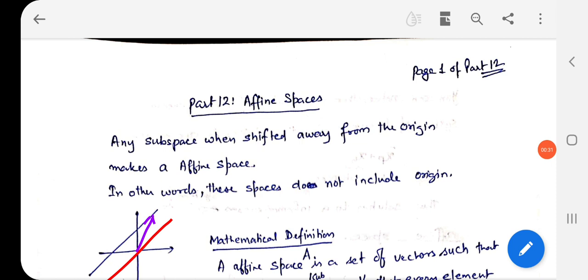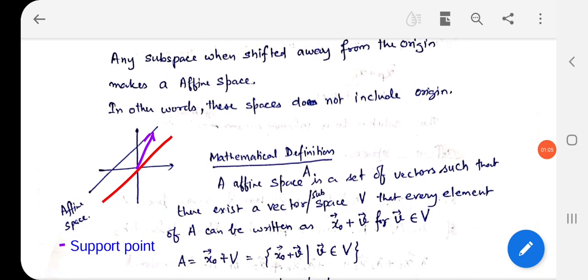When you shift the entire subspace away from the origin, then that particular set of vectors is called an affine space. Affine spaces are not vector spaces because they do not have the origin, because they are shifted away from the origin. So now they have a certain offset. They are shifted by a particular vector, and that particular vector is called a support point.